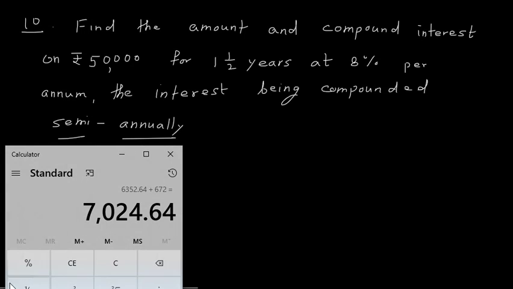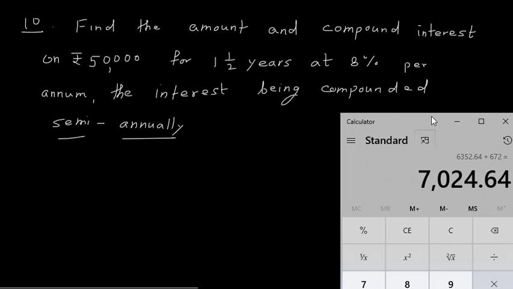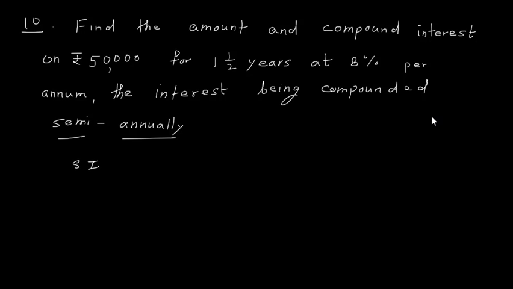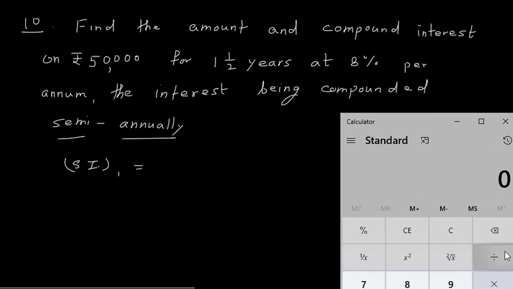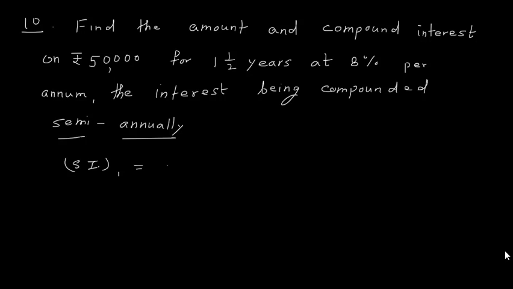So here you can solve. I will do this on calculator. For the first half year, I will say simple interest 1 will be 50,000 multiplied by 4, because for first half year or 6 months the interest will be 4%, divided by 100. So 2000 will be the simple interest. So my A1, the amount after first period, will become 50,000 plus 2000, that is 52,000.